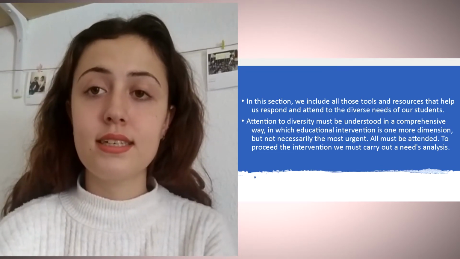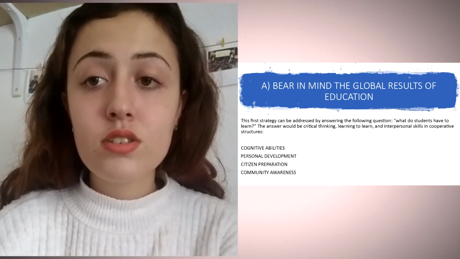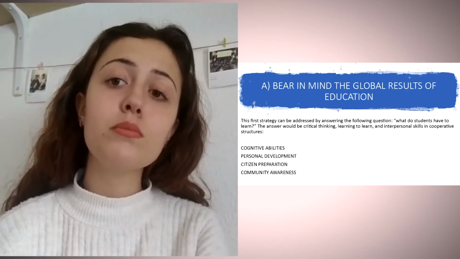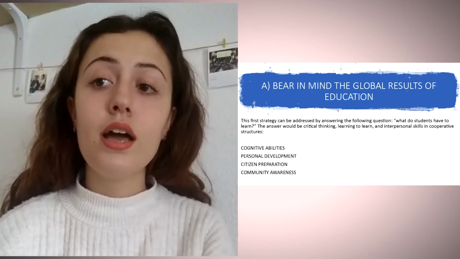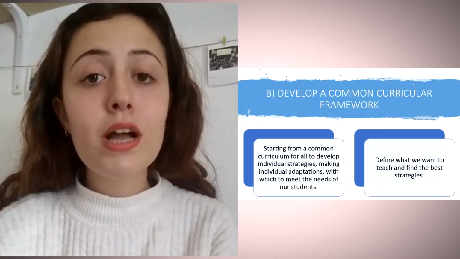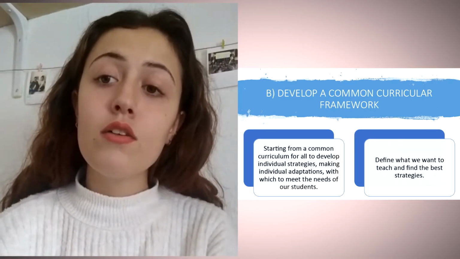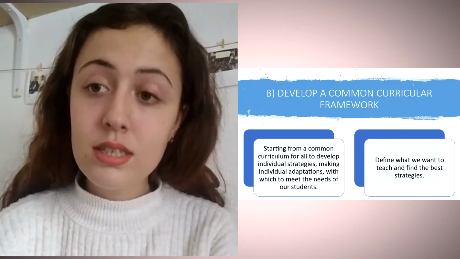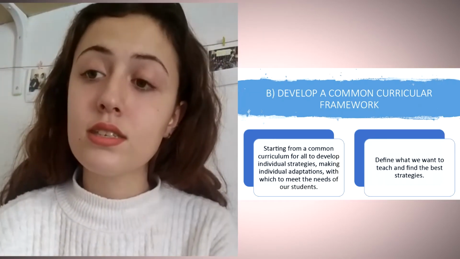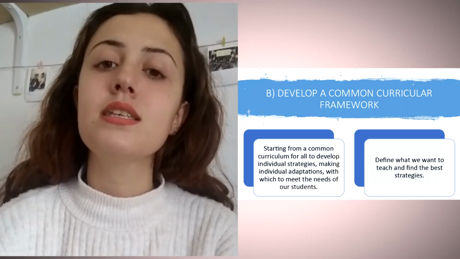All must be attended. Number 1, bear in mind the global result of education. This first strategy can be addressed by answering the question, what do students have to learn? The answer would be critical thinking, learning to learn, and interpersonal skills in cooperative structures. Number 2, develop a common curricular framework, starting from a common curriculum for all to develop individual strategies, making individual adaptation with which to meet the needs of our students.